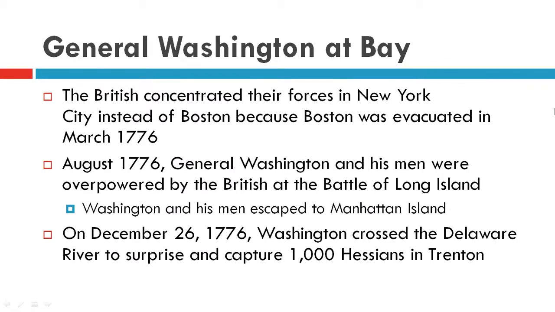After March of 1776, when the British evacuated Boston, the British concentrated their forces in New York City. In August of 1776, Washington and his men were overpowered by the British at the Battle of Long Island, and he then escaped to Manhattan Island. On December 26, the day after Christmas, Washington crossed the Delaware to surprise and capture 1,000 Hessians at Trenton as they slept off the effects of their Christmas dinner.